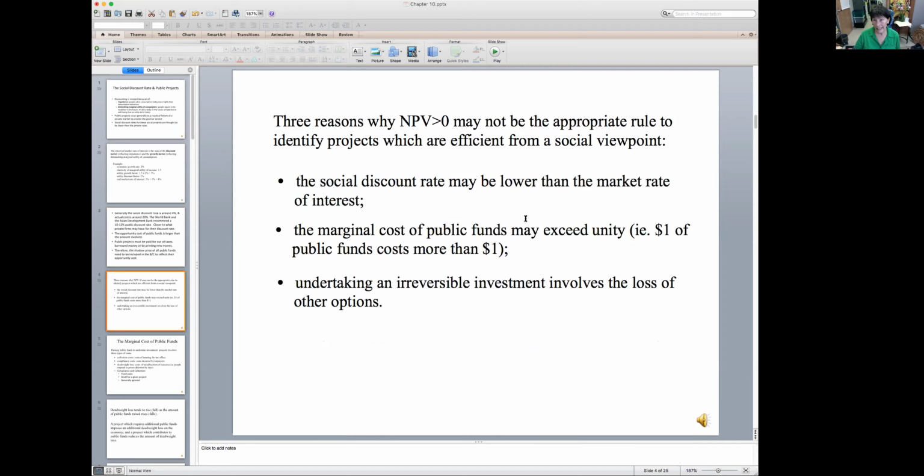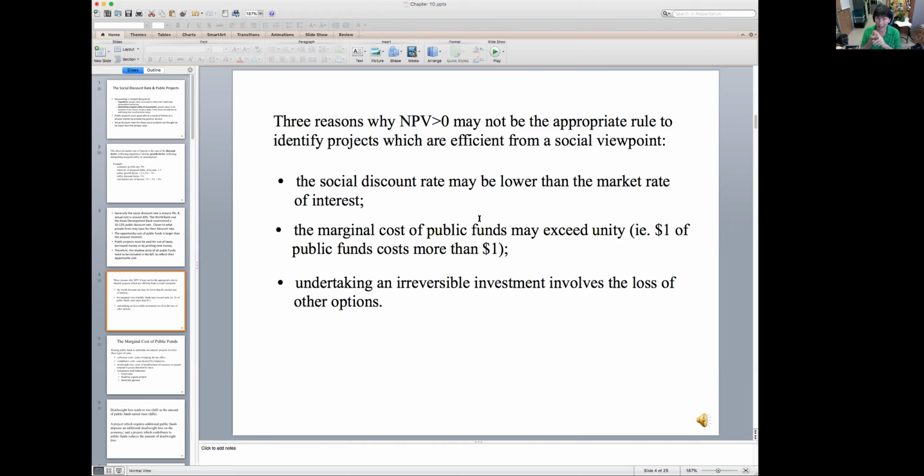So again, NPV being greater than 0 might not necessarily be appropriate if the social discount rate that you were using is lower than the market rate, or if the cost of public funds is greater than one, like $1 of public funds doesn't just cost us $1. Maybe it costs us more. And if it does, then we need to account for that cost, right?